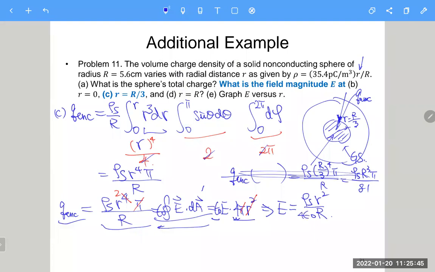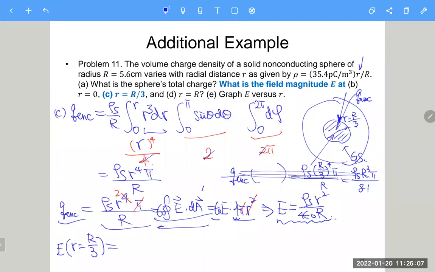4 epsilon naught, like this. Should be like this. Okay. So this is the general solution when r is the variable. So now we need to determine E when r equals capital R over 3.